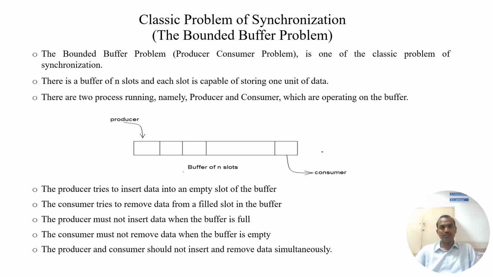There is a buffer of n slots, and each slot is capable of storing 1 unit of data. There are two processes running, namely producer and consumer, which are operating on the buffer. If a buffer slot is empty, the producer can produce and fill it. If the slot is full, the consumer can consume the data from it. The producer tries to insert data into an empty slot, and the consumer tries to remove data from a filled slot.